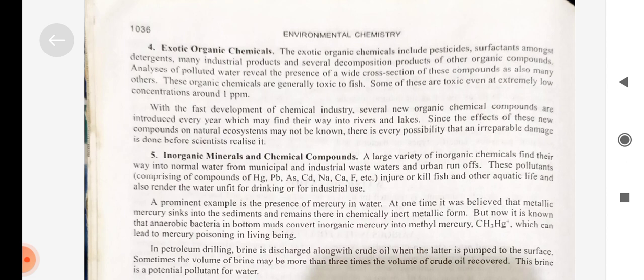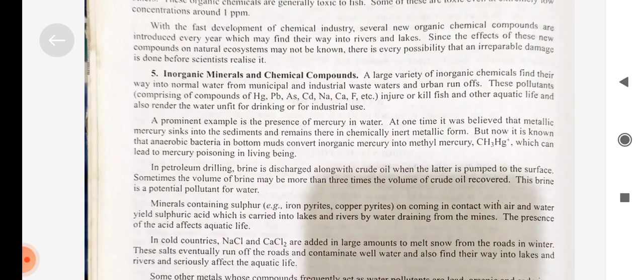With the fast development of the chemical industry, several new organic chemical compounds are introduced every year which may find their way into rivers and lakes. Since the effects of these new compounds on natural ecosystems may not be known, there is every possibility that irreparable damage is done before scientists realize it.